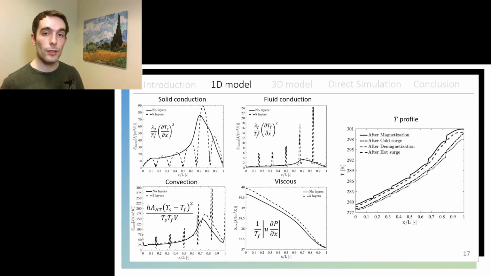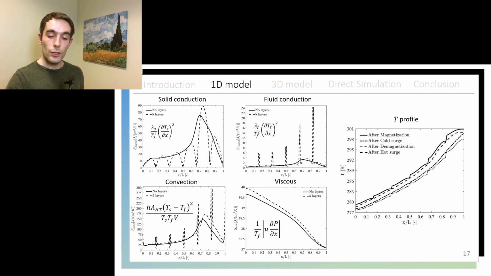Starting from the solid conduction, we can see how it dips every time we insert one of those insulator layers. As we see in the temperature profile on the right, those insulator layers hold an increased amount of the temperature gradient of the regenerator. As a consequence, the temperature gradient of the magnetocaloric material is reduced. And because of those increased temperature gradients held by the insulator layers, we see those spikes in the generated entropy by fluid conduction.